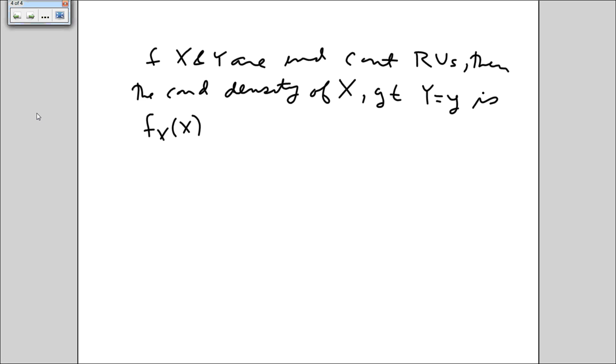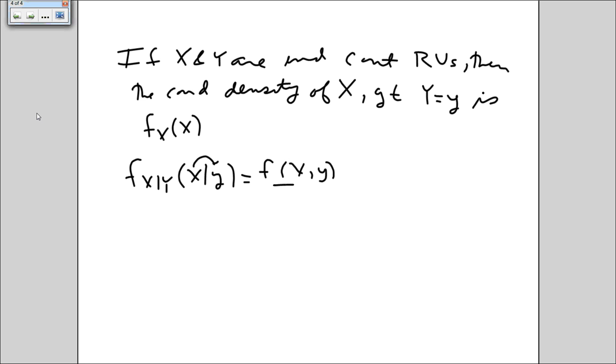Okay, if x and y are independent, then knowing the value of y doesn't help you at all. Doesn't matter what y is. And the proof is straightforward. f sub x given y of x given y. Well, this is f of x and y divided by f of y.